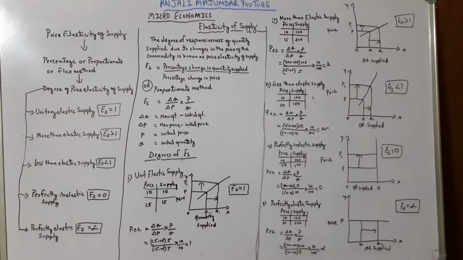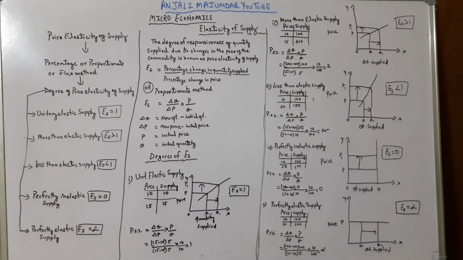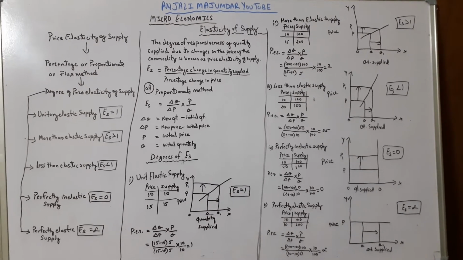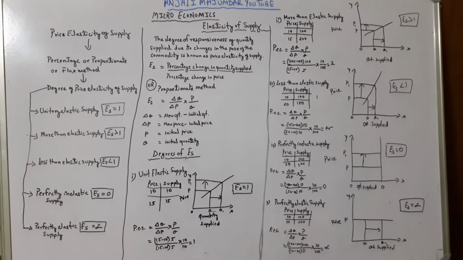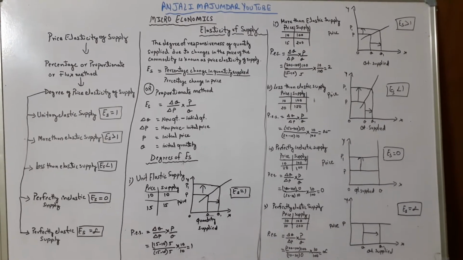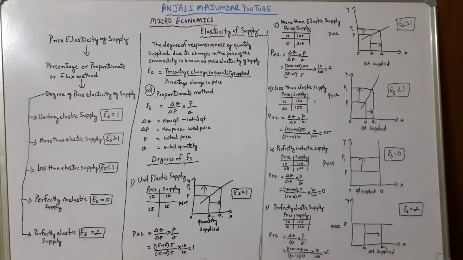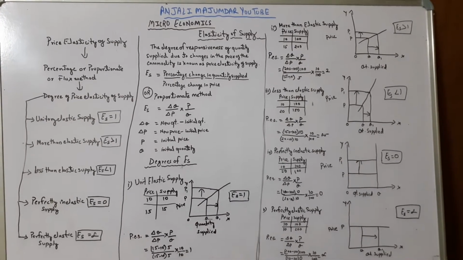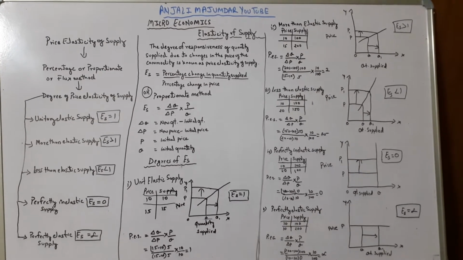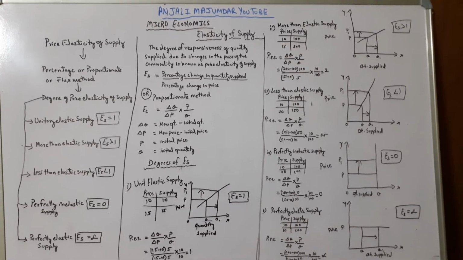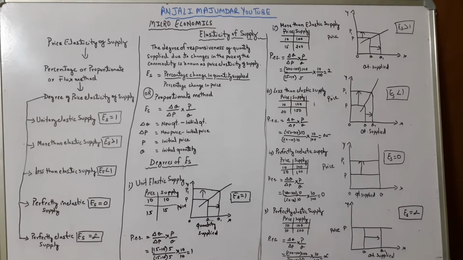So therefore the definition goes like this: the degree of responsiveness of quantity supplied due to changes in the price of the commodity is known as price elasticity of supply. The formula for this, ES, which represents elasticity of supply, is equal to percentage change in quantity supplied divided by percentage change in price. This formula belongs to the percentage method.